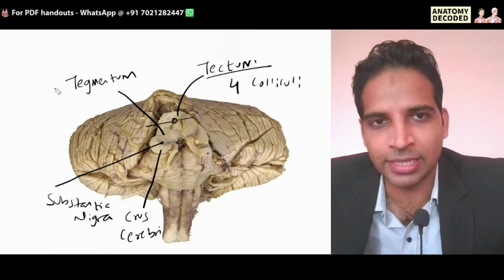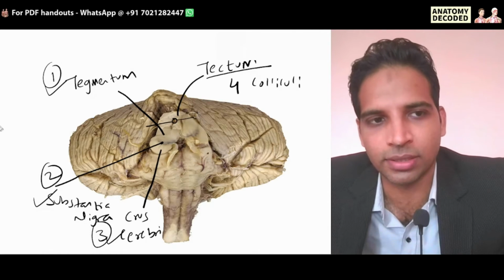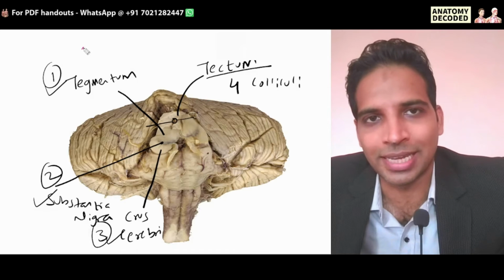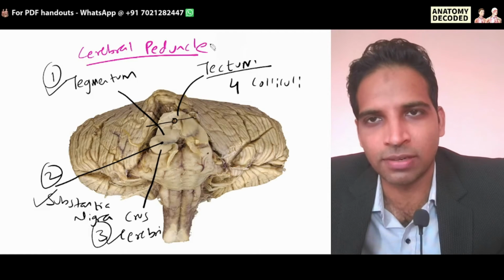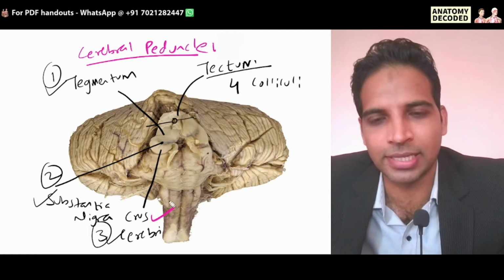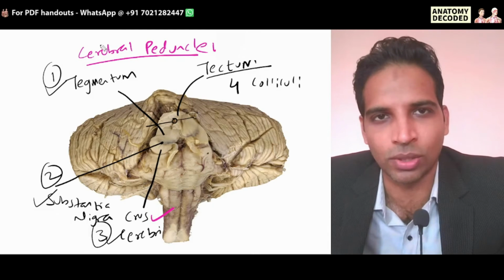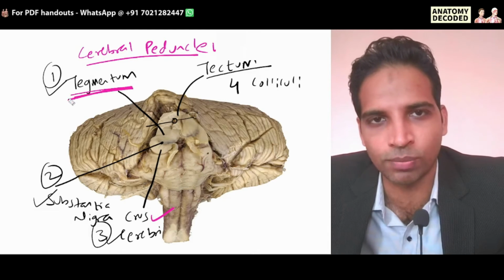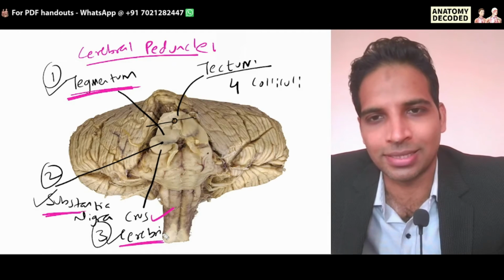The intermediate area is the tegmentum, then substantia nigra and crus cerebri. These three together, tegmentum, substantia nigra, and crus cerebri, are also referred to as the cerebral peduncle. So cerebral peduncle is a broader term. Many a times students get confused between cerebral peduncle and crus cerebri. Crus cerebri is actually a part of the cerebral peduncle. Cerebral peduncle includes the three components: tegmentum, substantia nigra, and the crus cerebri.